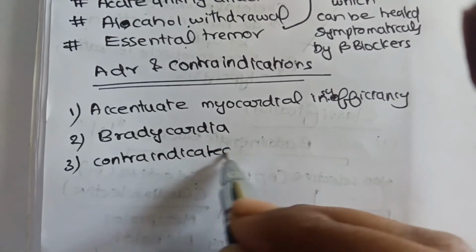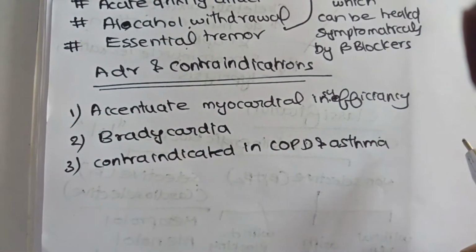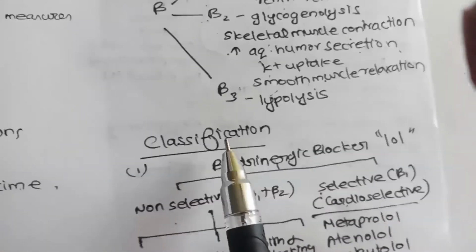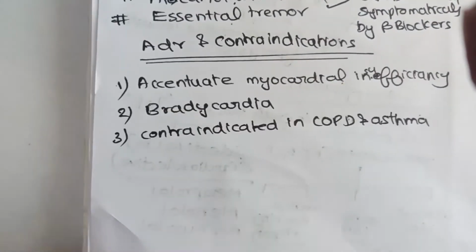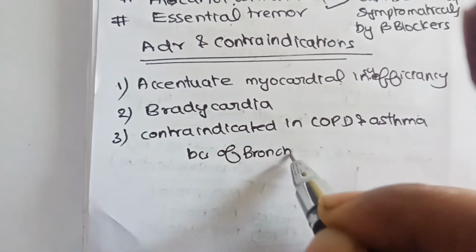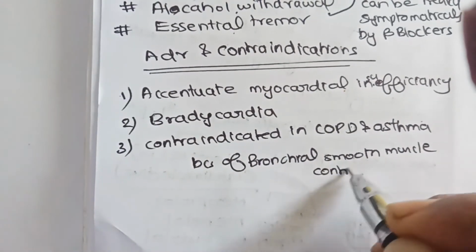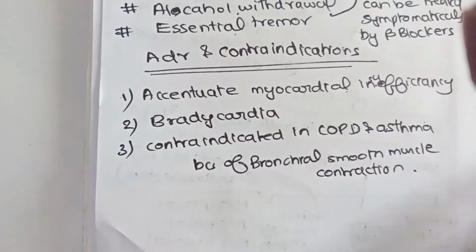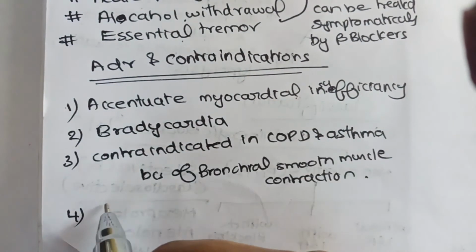Now beta blockers are contraindicated in cases of COPD and asthma. So why is this? Because we know that the beta receptors can cause smooth muscle relaxation. So beta blockers increase the smooth muscle contraction. Thus in such cases it causes bronchial smooth muscle contraction, which can worsen the COPD and asthma.